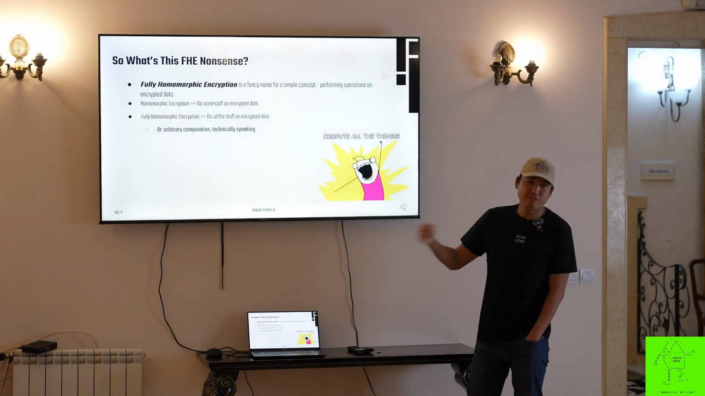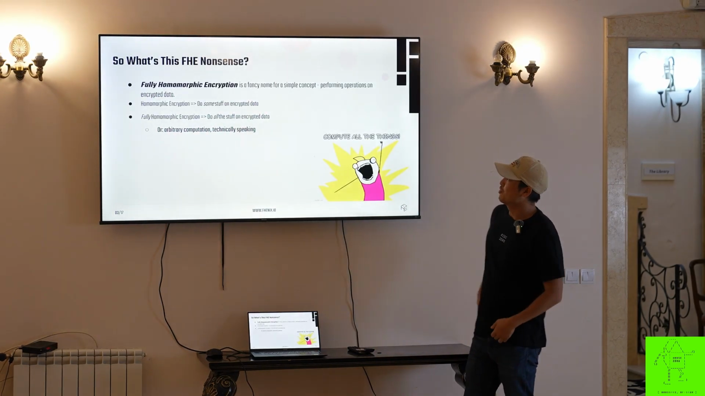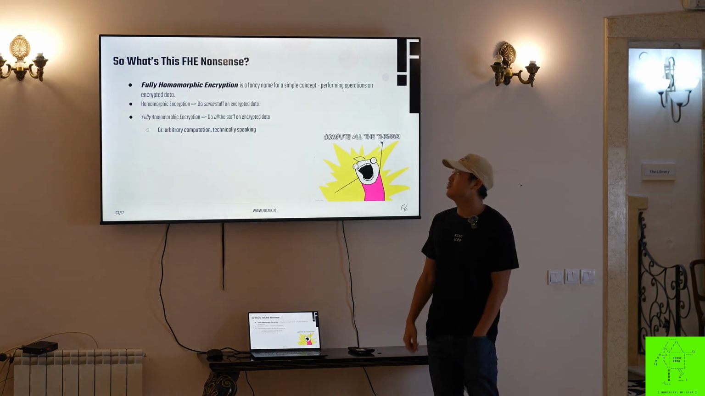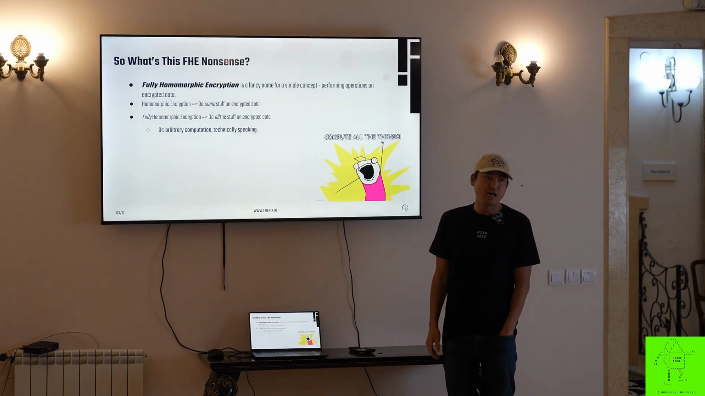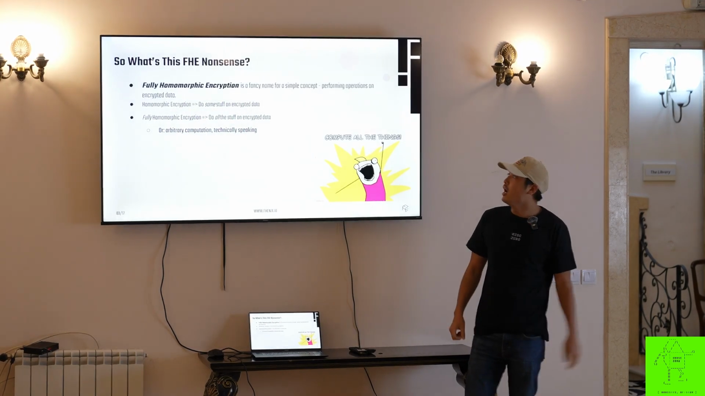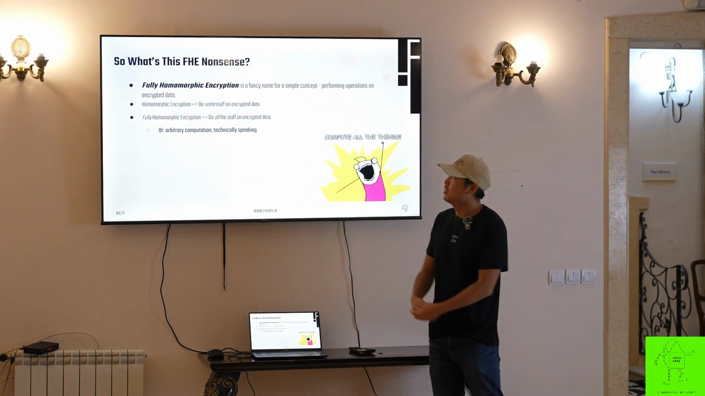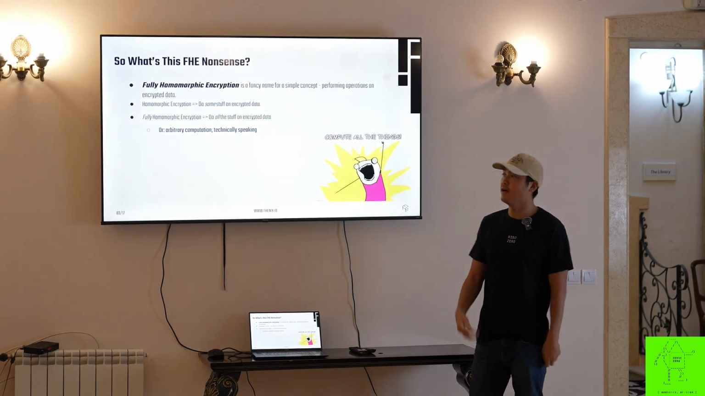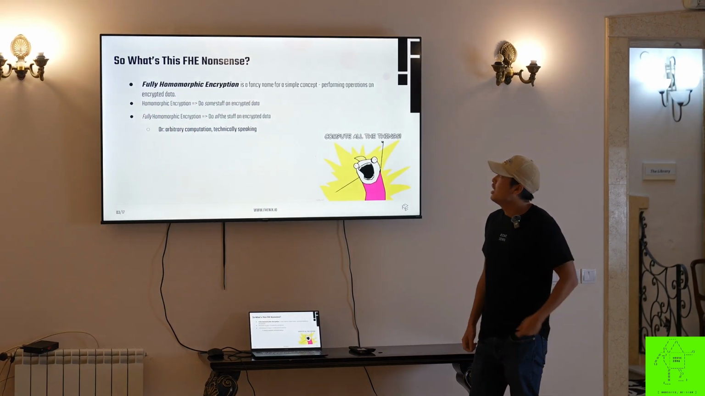Okay, so what is this FHE new buzzword that people are throwing out? FHE stands for Fully Homomorphic Encryption, which is just a fancy technical name for being able to run arbitrary operations on an encrypted field.